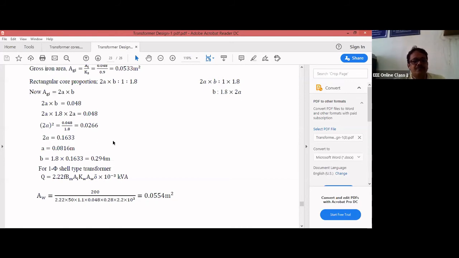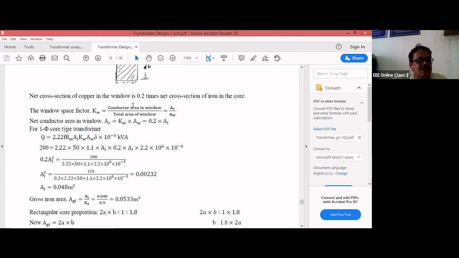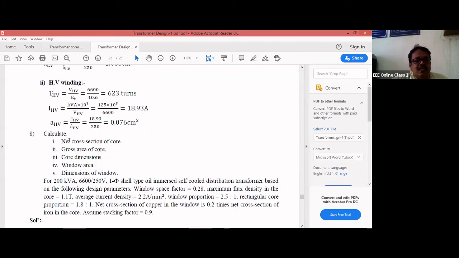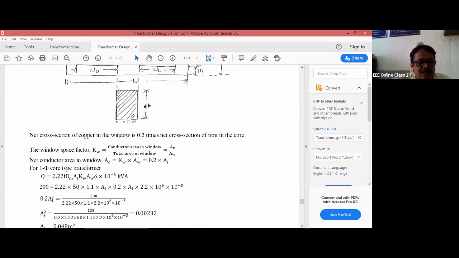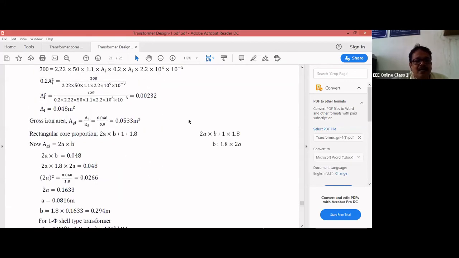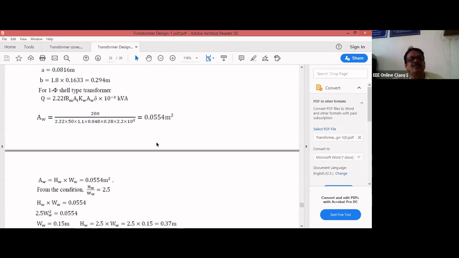Then you get b as 0.294. So, what is the first part of your question here? Net cross section area of the core means you have to calculate 2a into b. And gross core area is nothing but AGI, and core dimension is once again 2a into b. These are the three points here: net cross section of the core, gross area of the core, core dimensions. Nothing but you have to calculate 2a and b. After finding 2a and b, the dimensions of the core, then try to find out the dimensions of the window.